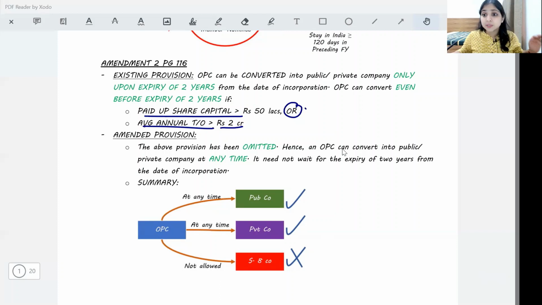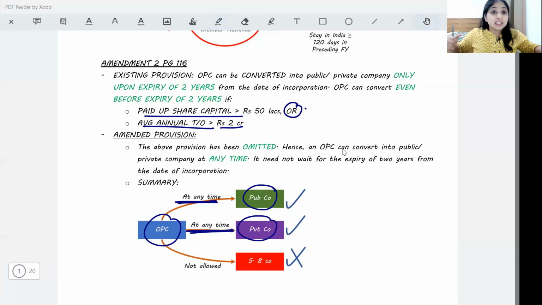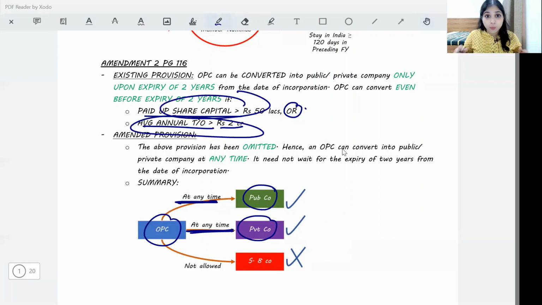Okay, even this provision has been changed. This provision has been removed from the act, which means as on date, a one-person company can convert into a public company or a private company at any time. It does not have to wait for 2 years. It does not require so much paid up share capital or so much turnover. So as on date, a one-person company can be converted into a public or private company at any time, absolutely no problem.